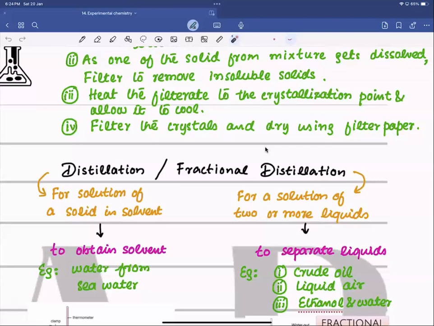Yes, Khatija, did you understand? Yes, sir. Clear? Okay, note this down.